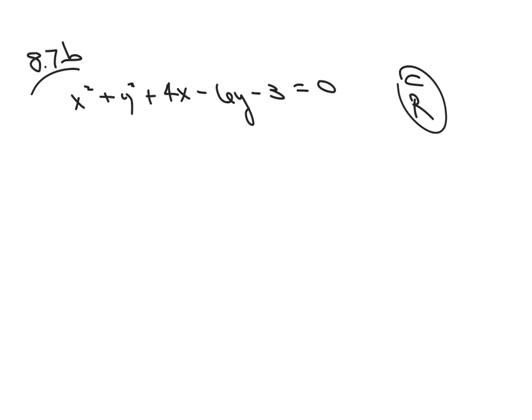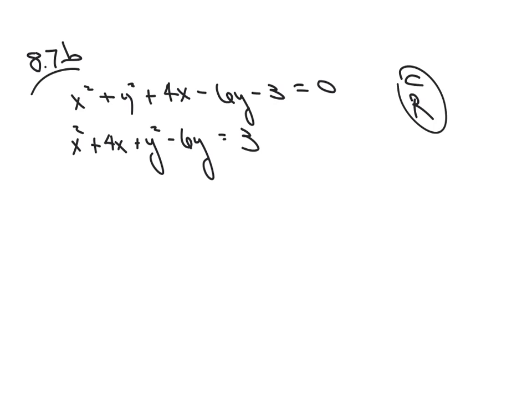So first thing we're going to do is get the x's together. Make sure we have the signs that follow along with it. And we're going to put our constant, our 3, over here. Okay, so all we have are variables over there.